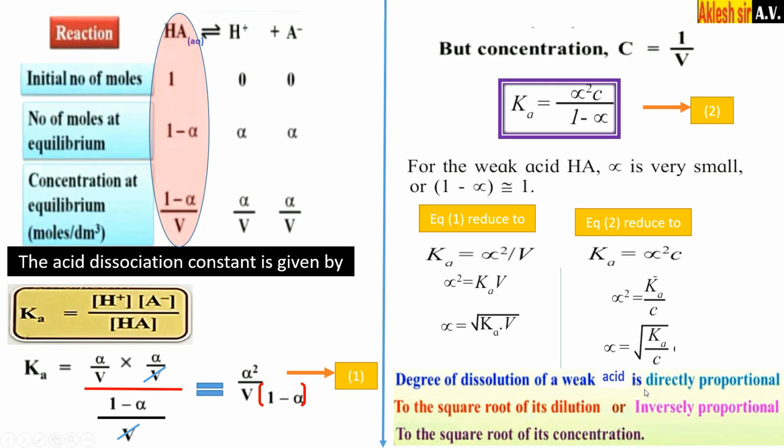So what is the statement? The degree of dissociation of the weak acid is directly proportional to what? The square root of the dilution. V is called the dilution, and K is constant. So alpha is directly proportional to the square root of the dilution, and inversely proportional to the square root of the concentration.